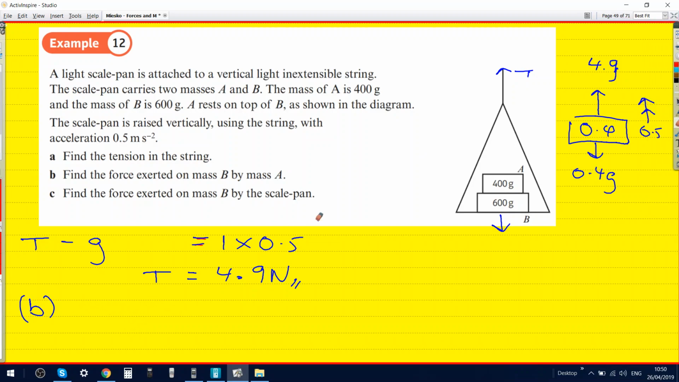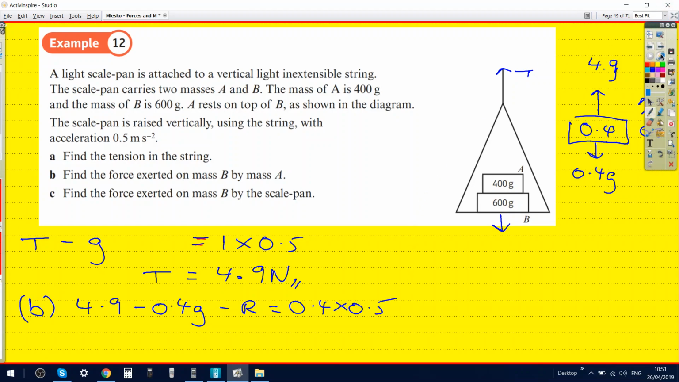so would it be its overall forces? Would it be 4.9 going up minus 0.4 g going down? Minus some kind of resultant or whatever equals mass 0.4 times the acceleration, which was 0.5. Oh, hopefully I'm not way overthinking this.